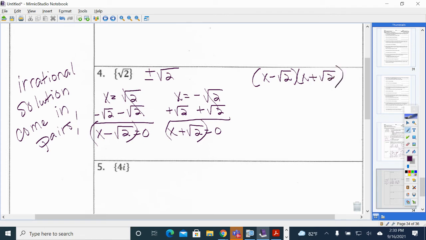Same process. Distribute, distribute, distribute, distribute. X times X is X squared. X times a positive radical 2. Again, this is going to look a little weird. It's going to be a positive X times radical 2. And then negative radical 2 times X is going to be a negative X radical 2. Now this last one, negative radical 2 times a positive radical 2.